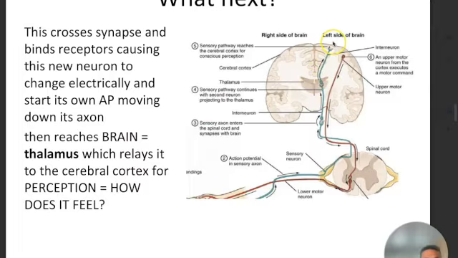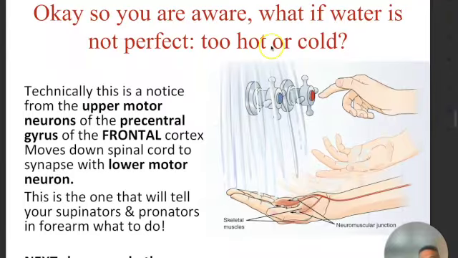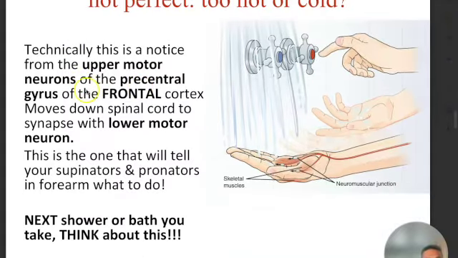It relays to the cerebral cortex, which is the outside. And then your body will say, hey, how does this feel? Now that you are aware of it, what if the temperature is not perfect, too hot or too cold? Technically, this is a notice from the upper motor neuron of the prefrontal gyrus.